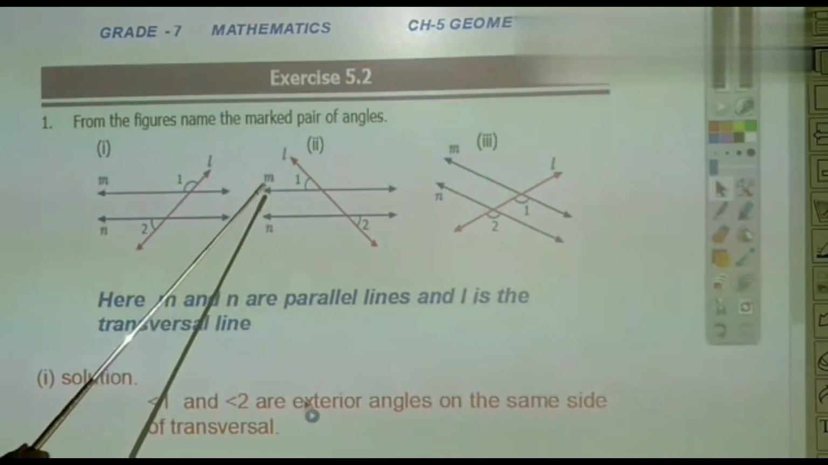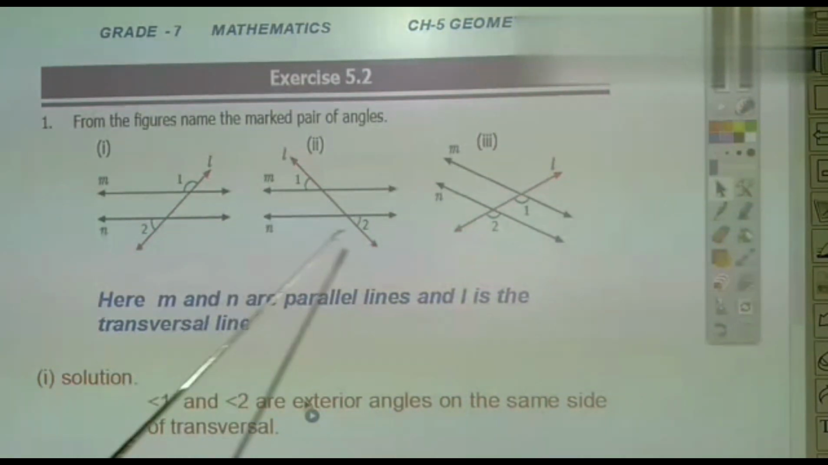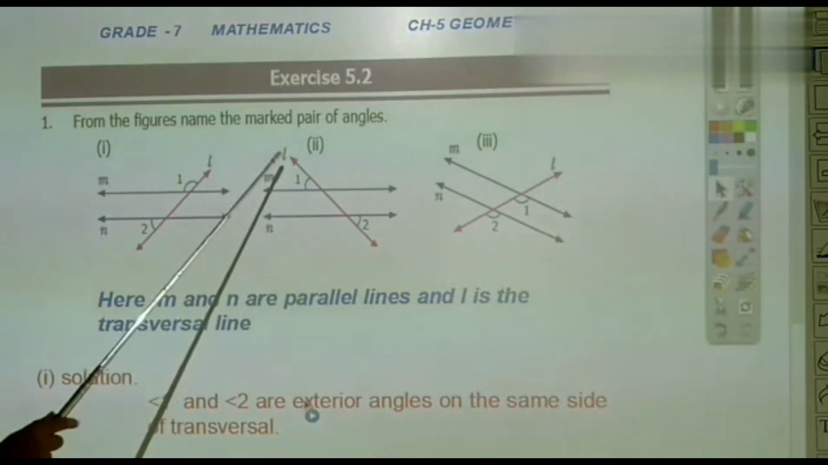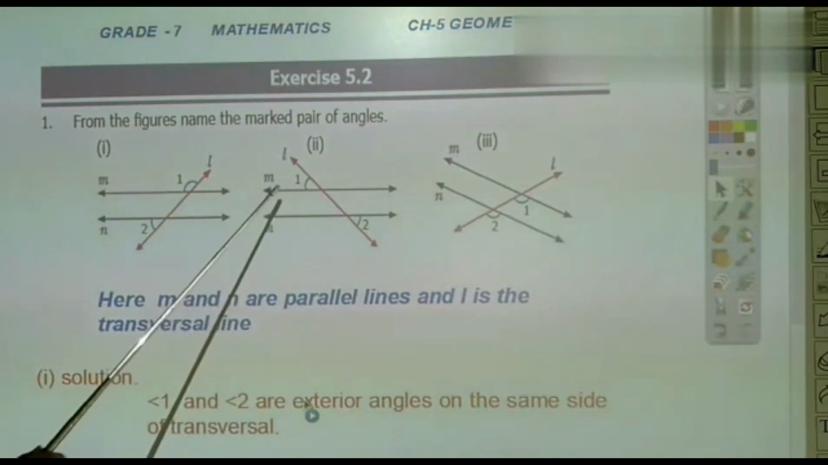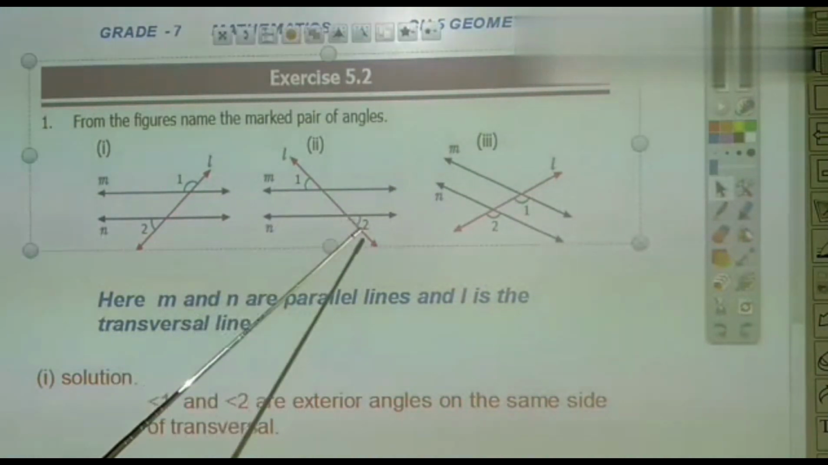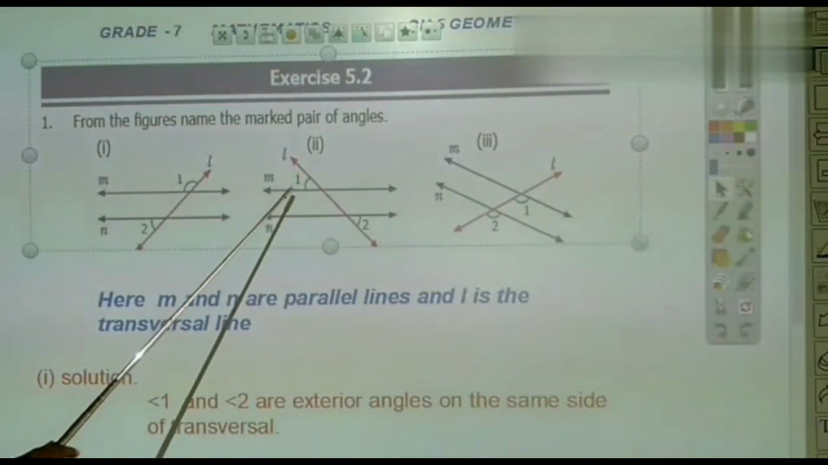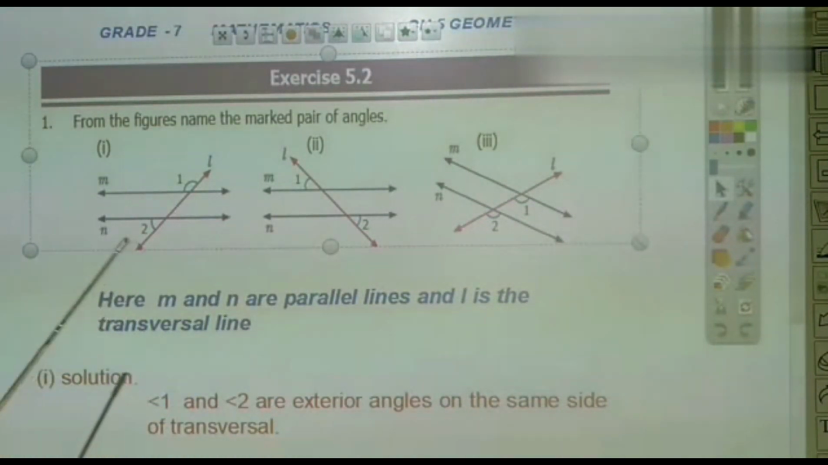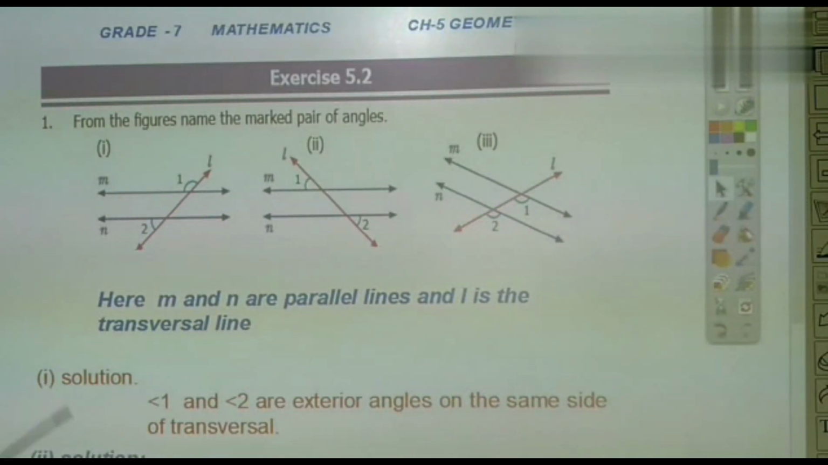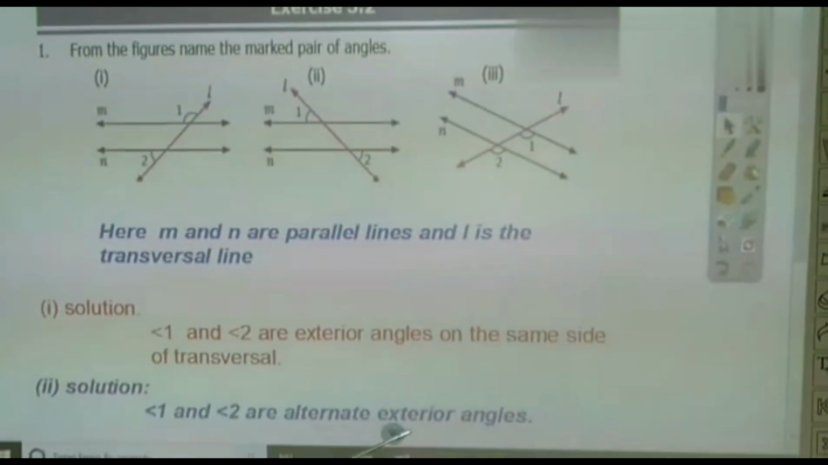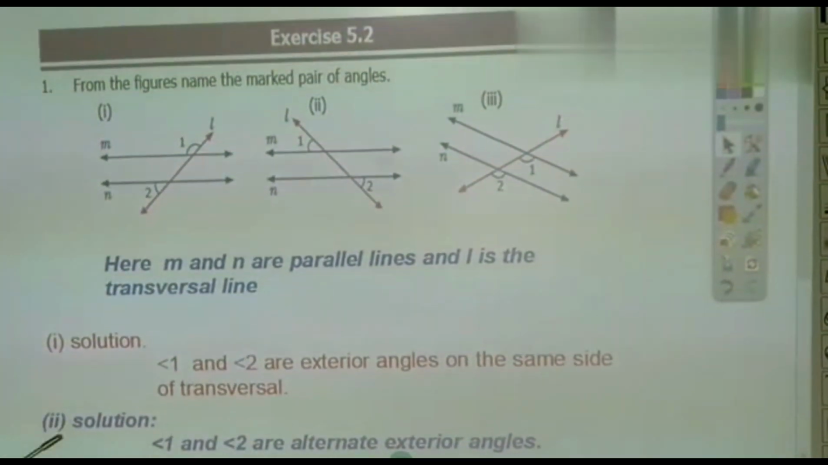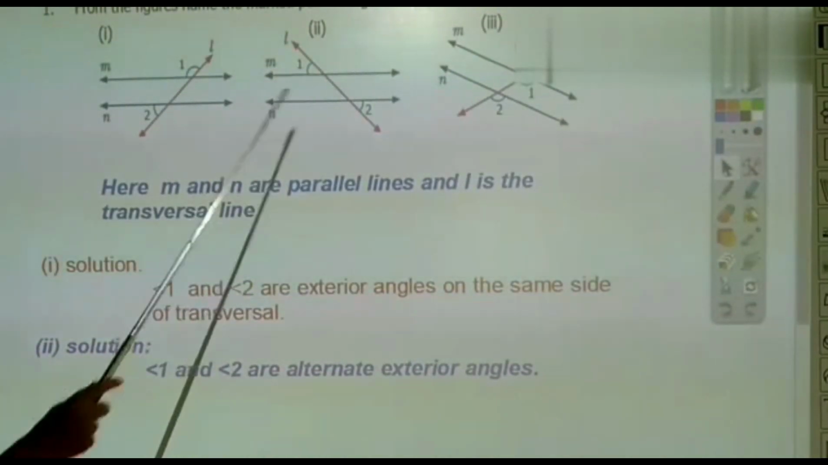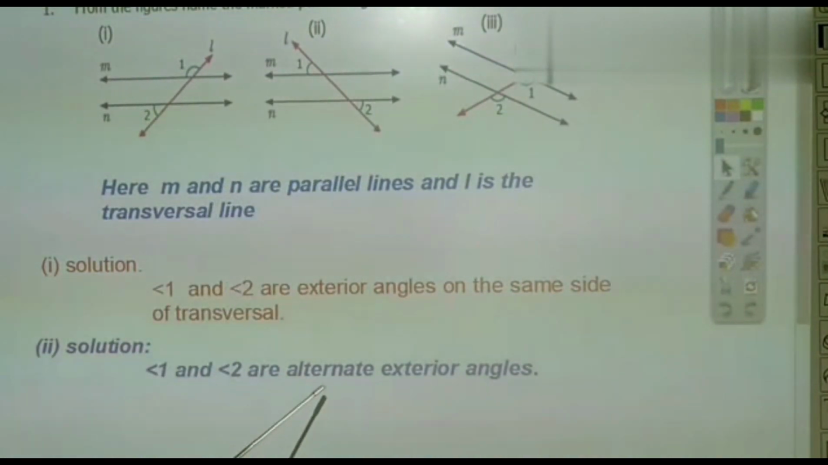Let's see option 2. Here the two parallel lines M and N and L is the transversal line. And see the angles, children, angle 1 and angle 2 are on opposite sides of the transversal. Let's see the solution, children. Yes, angle 1 and angle 2 are exterior angles, alternate exterior angles is the solution for the second option. See, angle 1 and 2 are alternate exterior angles.